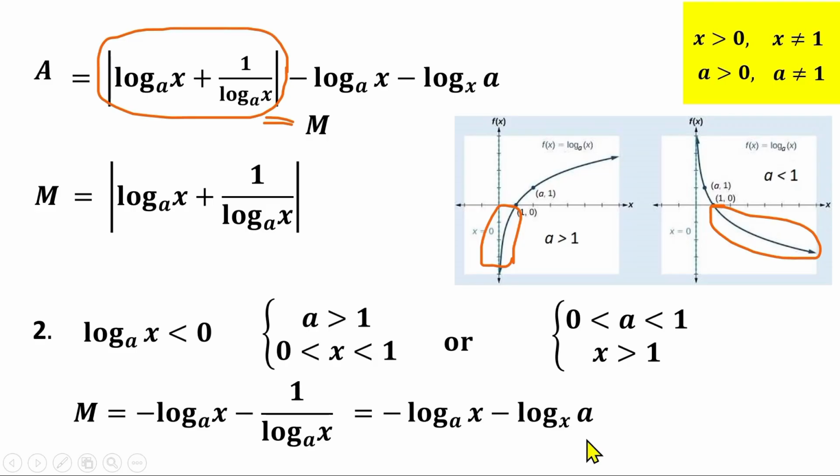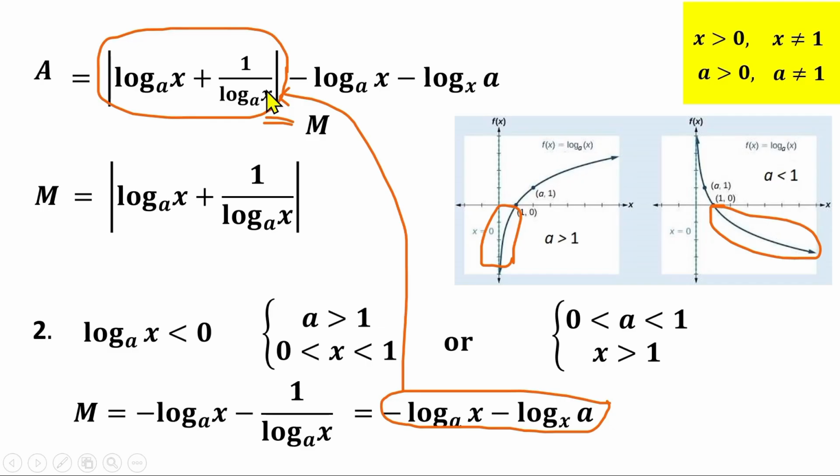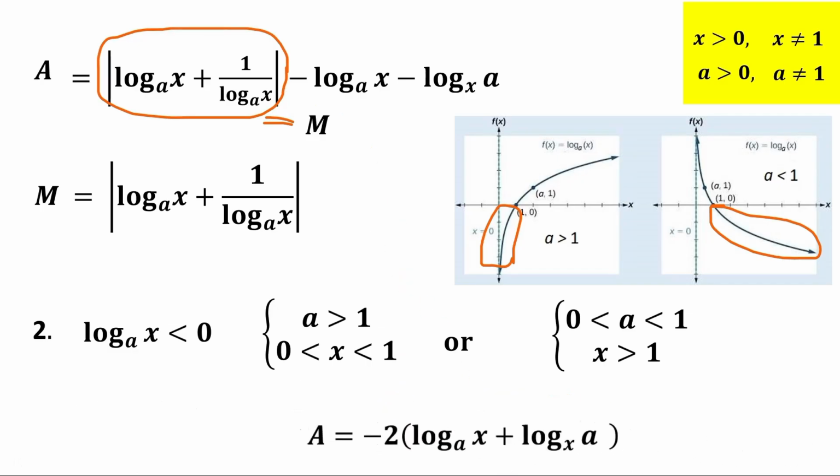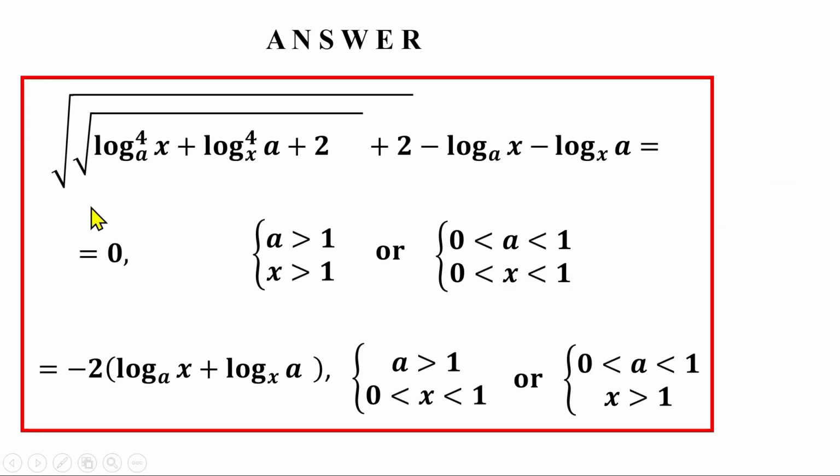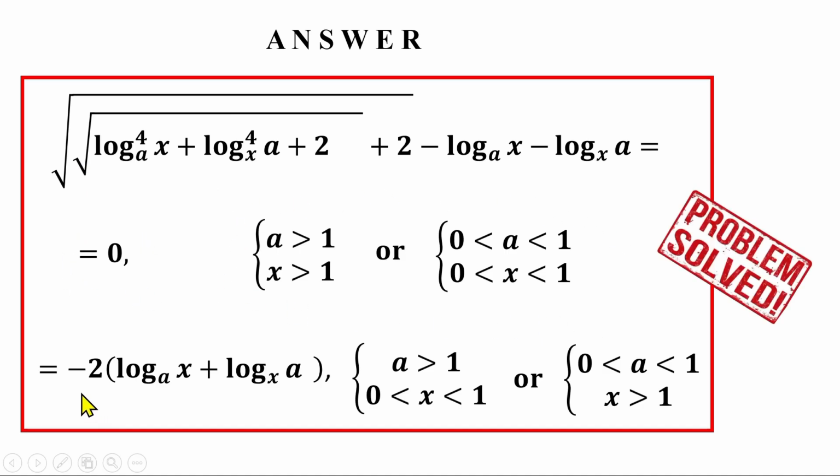We plug in this expression here, and have here the answer for A. So we considered two necessary cases, and now we can write the answer. So our expression is equal to 0 for this a and x, or equal to this expression for a and x given here. The problem is solved.